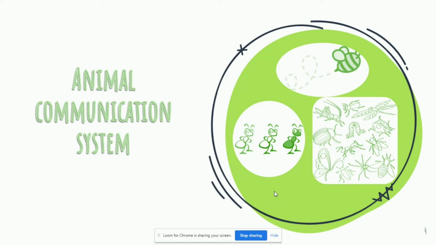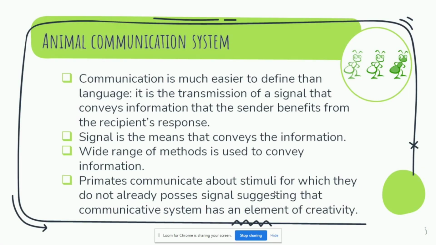Animal communication systems. Many animals possess rich communication systems. Even insects can communicate. Communication is much easier to define than language because it is the transmission of a signal that conveys information, often such that the sender benefits from the recipient's response.